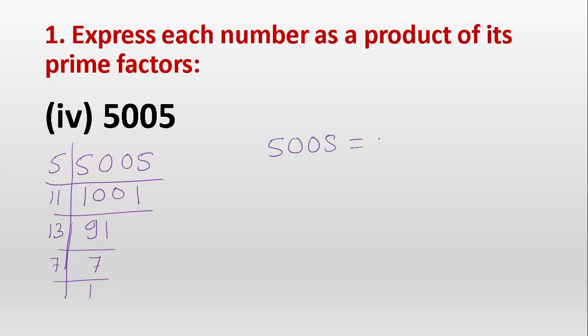5,005 is equal to, I'm writing factors in ascending order, 5, 7, 11, 13. 5 into 7 into 11 into 13. This is the answer.